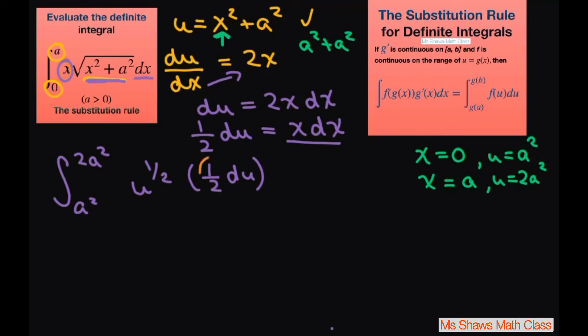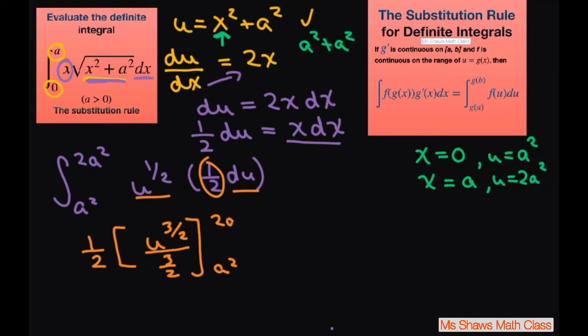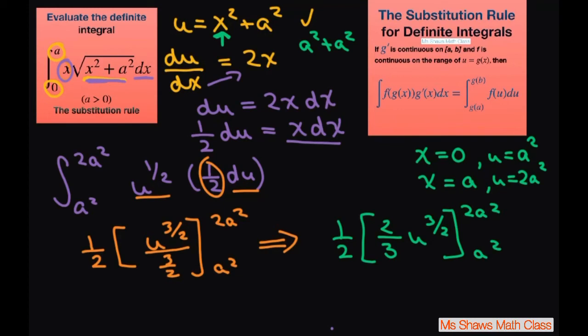All right, and from here we can just integrate. So I'm going to pull this 1/2 out so it's not so complicated. And then integrate that, and that's going to give me u to the 3/2 divided by 3/2 from a squared to 2a squared. If we simplify this, this is going to be 1/2, and you're going to get 2/3 u to the 3/2 power, and then you have 2a squared and a squared here. Now the 2's cancel, so we're left with this 1/3.